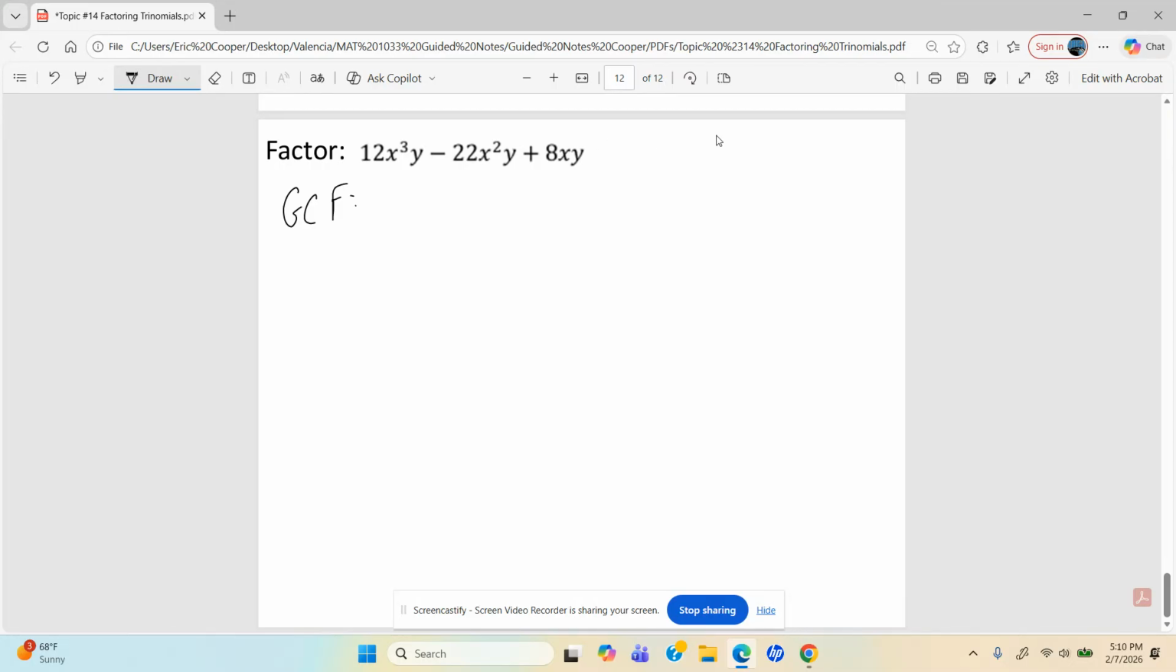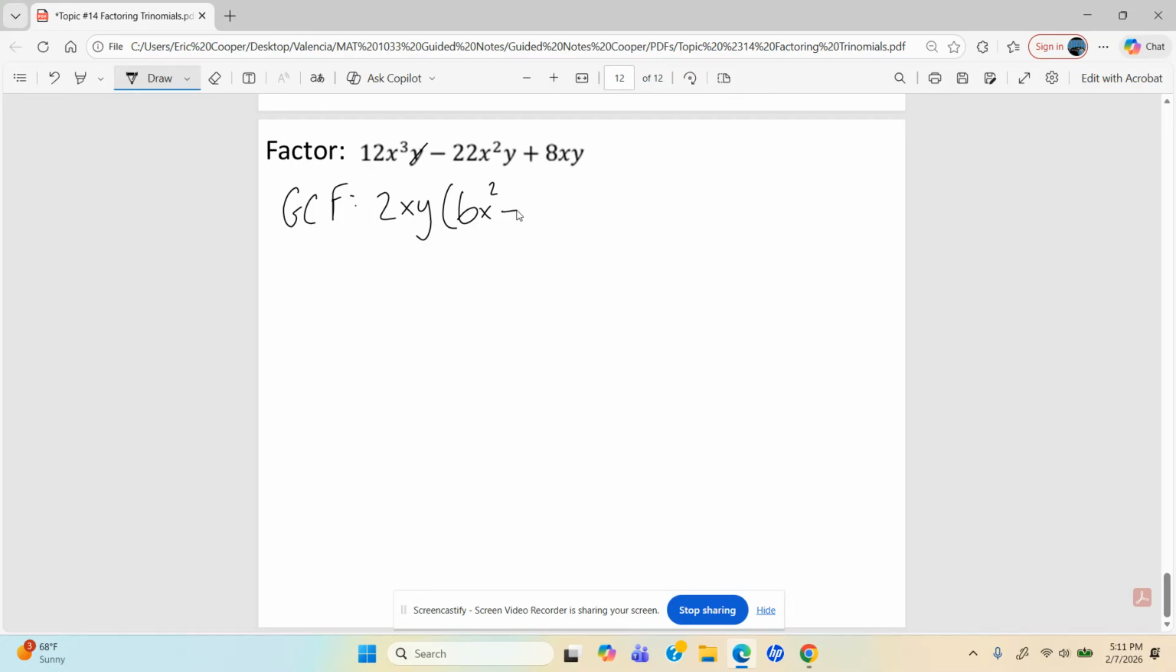I can't take out an 8 from 12. I can't take out a 4, but I can take out a 2. Each term has one x and one y that I can take out. So I'm going to divide everything by 2xy. 12 divided by 2 is 6. 3 x's, take away 1x is x squared. Y, take away the y, that cancels out.